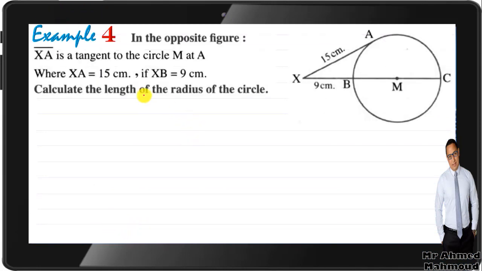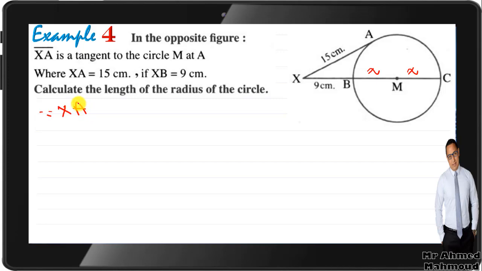In this question, XA is a tangent to the circle M at A. XA equals 15, XB equals 9. Calculate the radius length. Okay, in that case, it's better I call BM X, so CM also equals X.